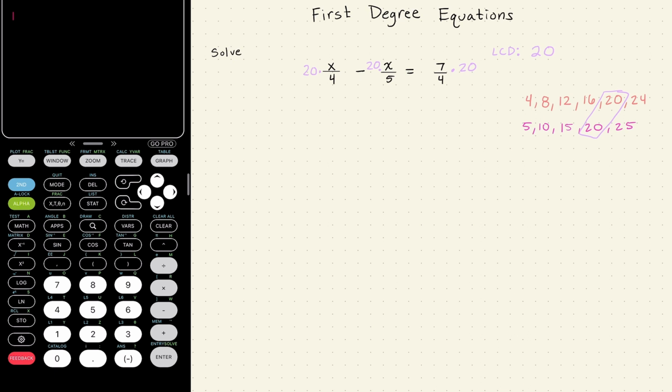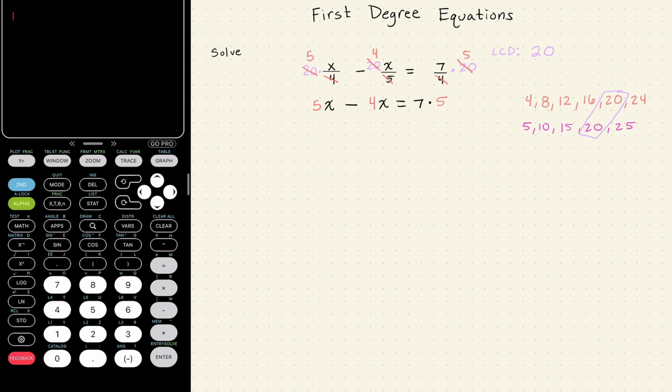And what does this do for us? Well, we can divide by the denominator. 20 divided by 4 is 5, so we'll be left with 5x here. 20 divided by 5 is 4, so we'll be left with 4x. And on the other side of the equal sign, 20 divided by 4 is 5, so we'll be left with 7 times 5.